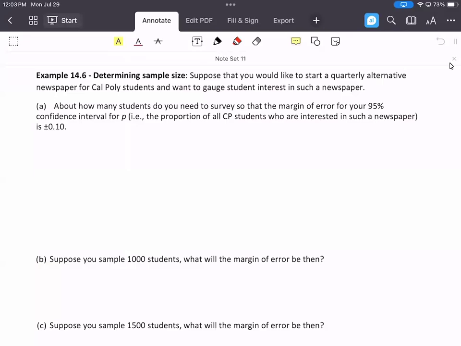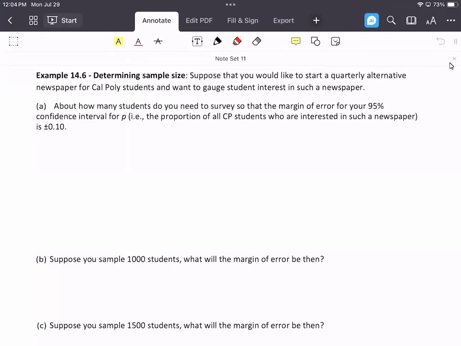Example 14.6, determining sample size. Suppose that you would like to start a quarterly alternative newspaper for Cal Poly students and want to gauge student interest in such a newspaper. Part A, about how many students do you need to survey so that the margin of error for your 95% confidence interval for p, in other words, the proportion of all Cal Poly students who are interested in such a newspaper, is plus or minus 0.1.